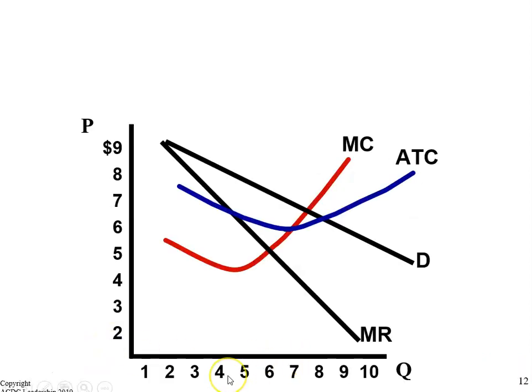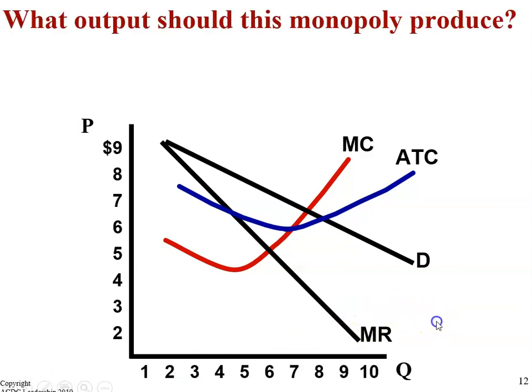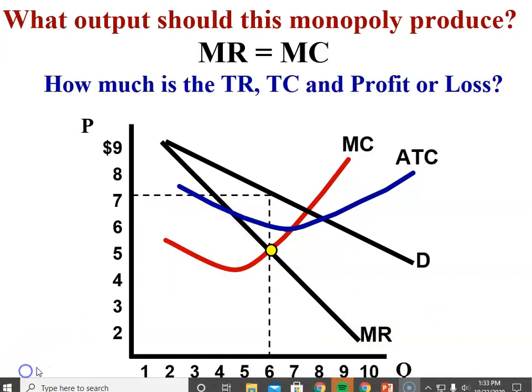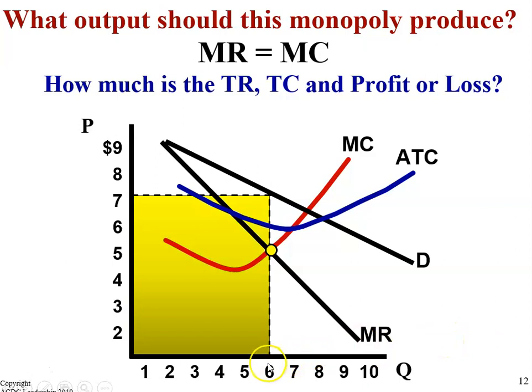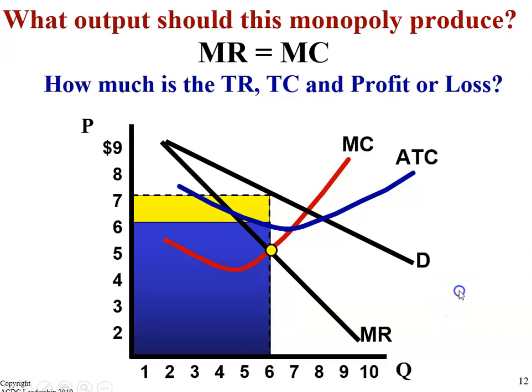What looks different here is the marginal revenue curve is no longer the same as the demand curve. It lies below the demand curve. So the profit maximizing quantity is still where MR equals MC. This monopoly is going to produce an output of 6. Their total revenue is going to be the profit maximizing output of 6 times 7 is 42. Their total costs are going to be 36, and their profit is going to be $6.